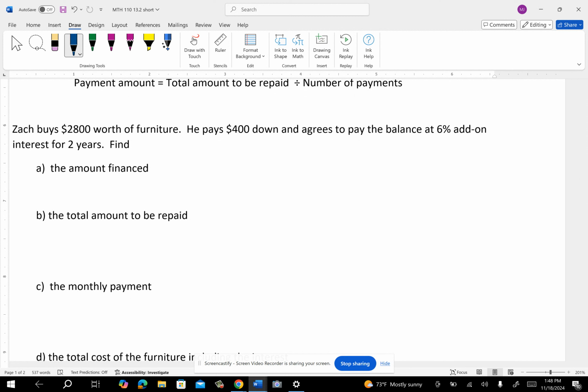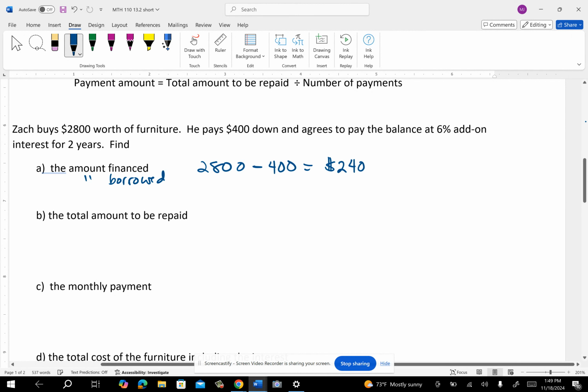So we want to find the amount financed. That's really the amount borrowed, right? It's the same as the amount borrowed. So the furniture was worth $2,800, but he already paid $400. So if you subtract those, you'll wind up getting the answer to the question. So he only needs to borrow $2,400.